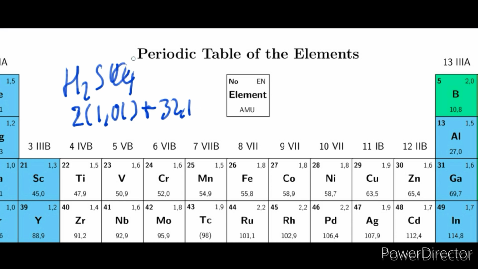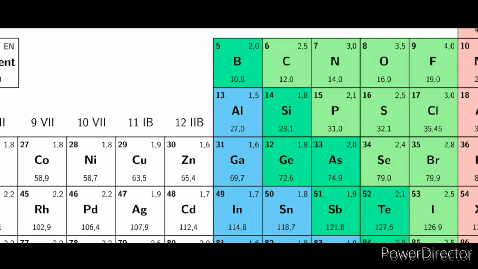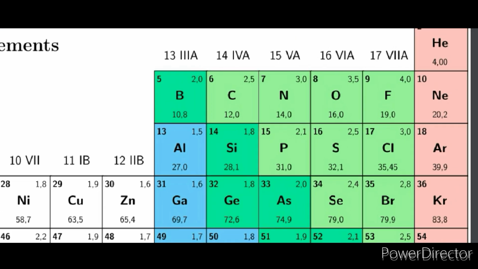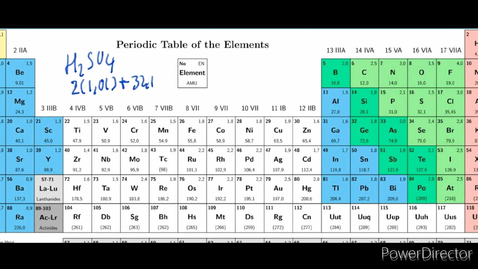And then we have to look for oxygen. So we know that oxygen is 16, so 16.0. So notice that there are 4 oxygens, right? So then we're going to have plus 4 times 16.